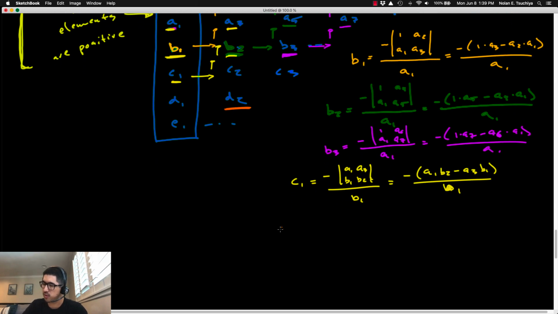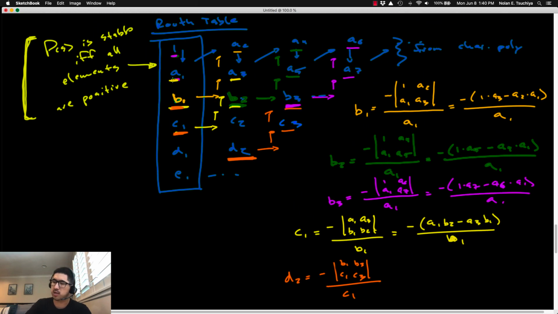Well, D2 is going to be minus the determinant of a 2 by 2 matrix, all divided by the first term in the row above it. For D2, the left-hand column of the 2 by 2 matrix is given by the first two elements in the two rows above, B1, C1. The right-hand column you get by going over one column and up two rows. So B3, C3. Okay, so this is how you compute D2. Hopefully this is enough examples to really drive home the actual algorithm for computing all of the elements in the Routh table.